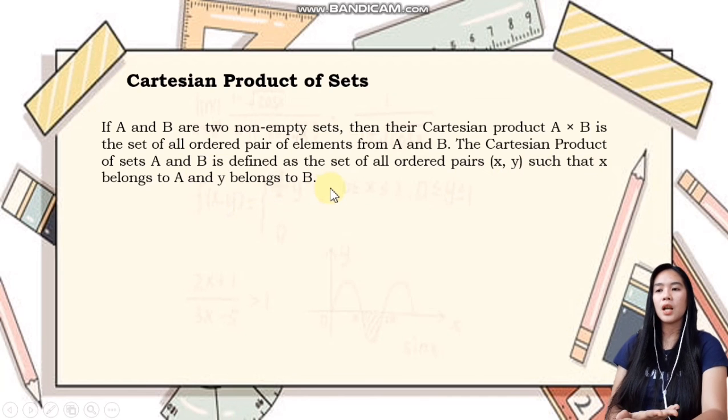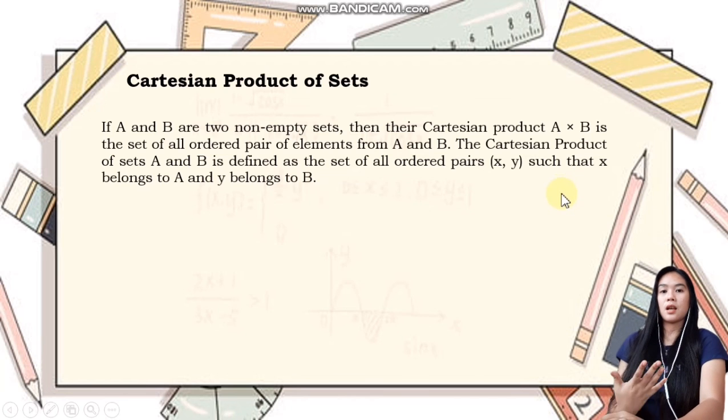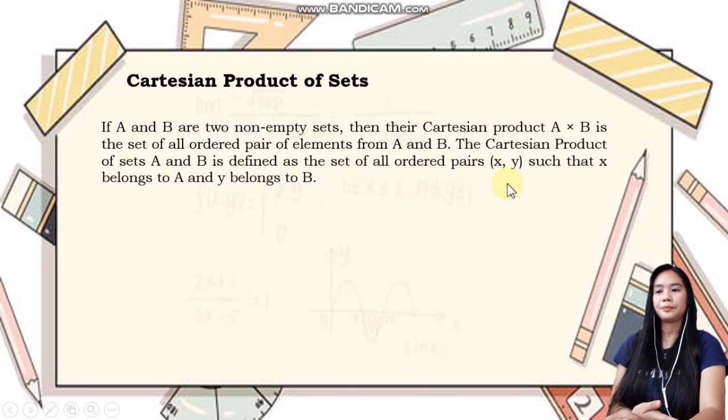So, kung ang ating A and B na set ay dalawang non-empty set, ang kanilang Cartesian product na A times B ay isang set ng lahat ng nakaayos na pares ng mga elemento mula sa A at B. Ang Cartesian product ng set A at B ay tinutukoy bilang set ng lahat ng ordered pairs X and Y na ang X ay kabilang sa set A and Y kabilang sa set B.